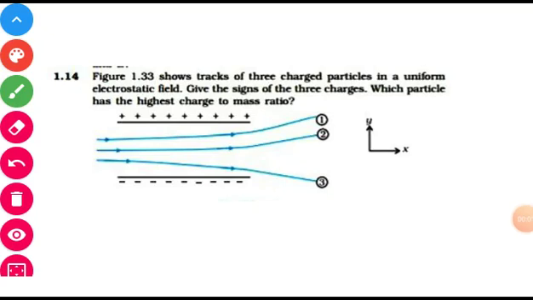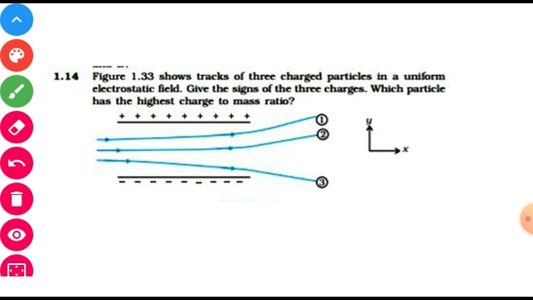Hello बच्चों, I am here with the solution of question number 14 of your NCERT textbook. This question says that there are two plates, one positively charged and one negatively charged, and three charged particles enter the region between the two plates. Charged particles 1 and 2 move towards the positive plate, and charged particle 3 moves towards the negative plate in a curved path. I am going to analyze this whole question.